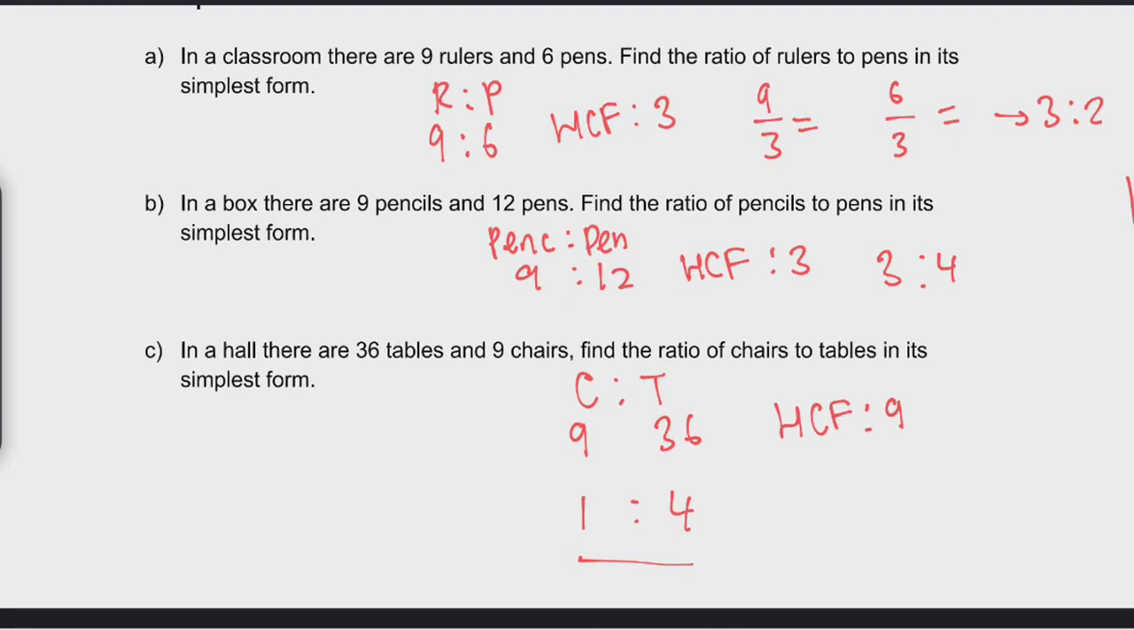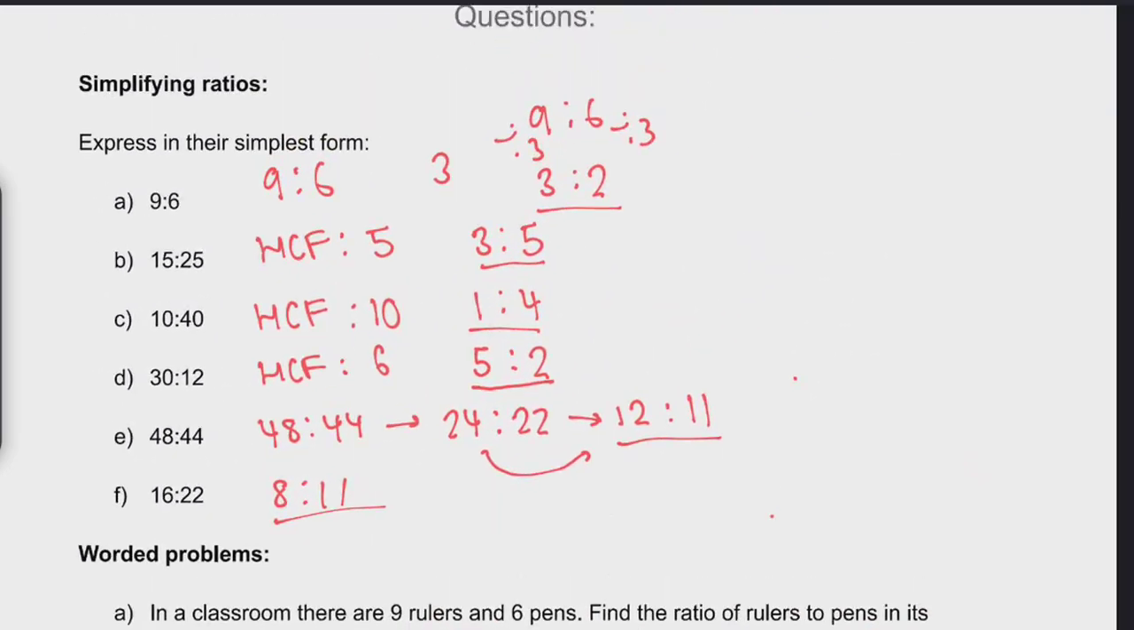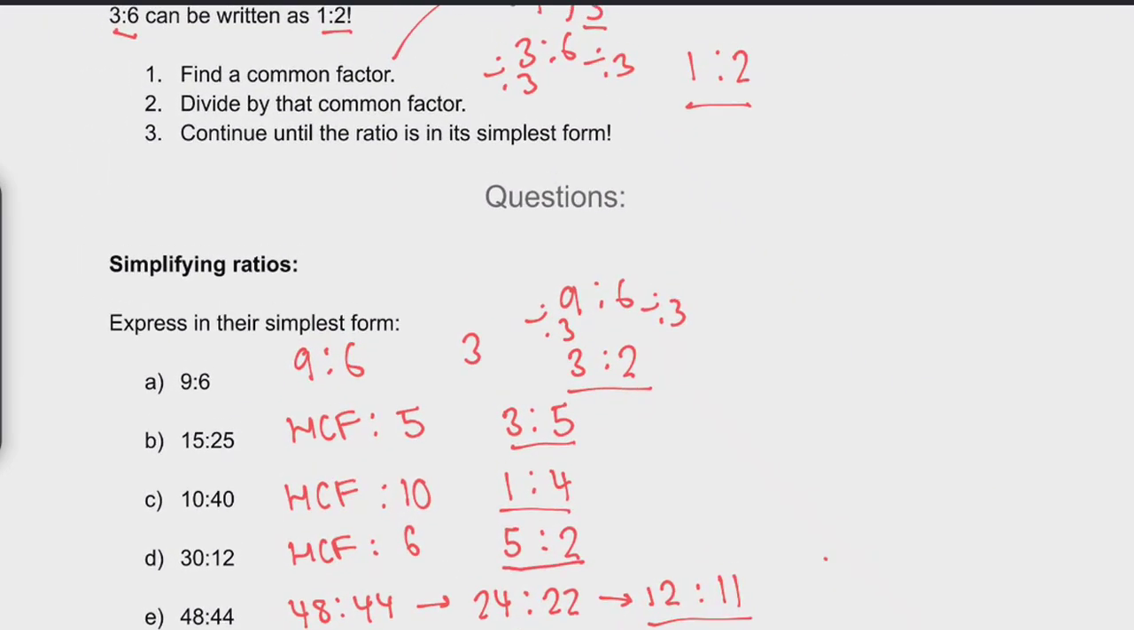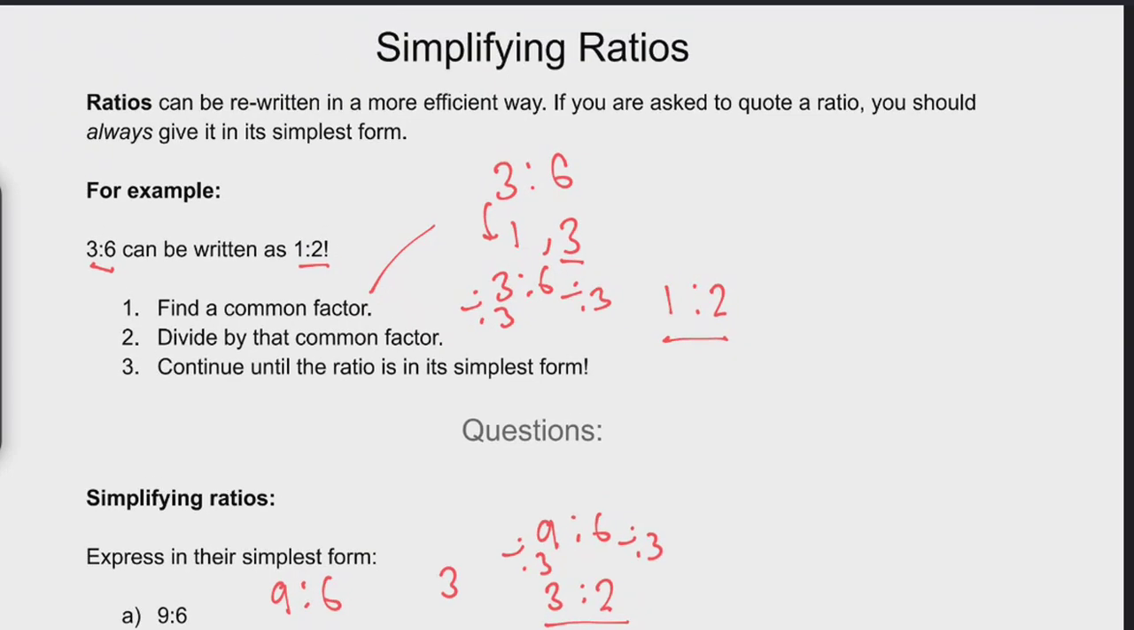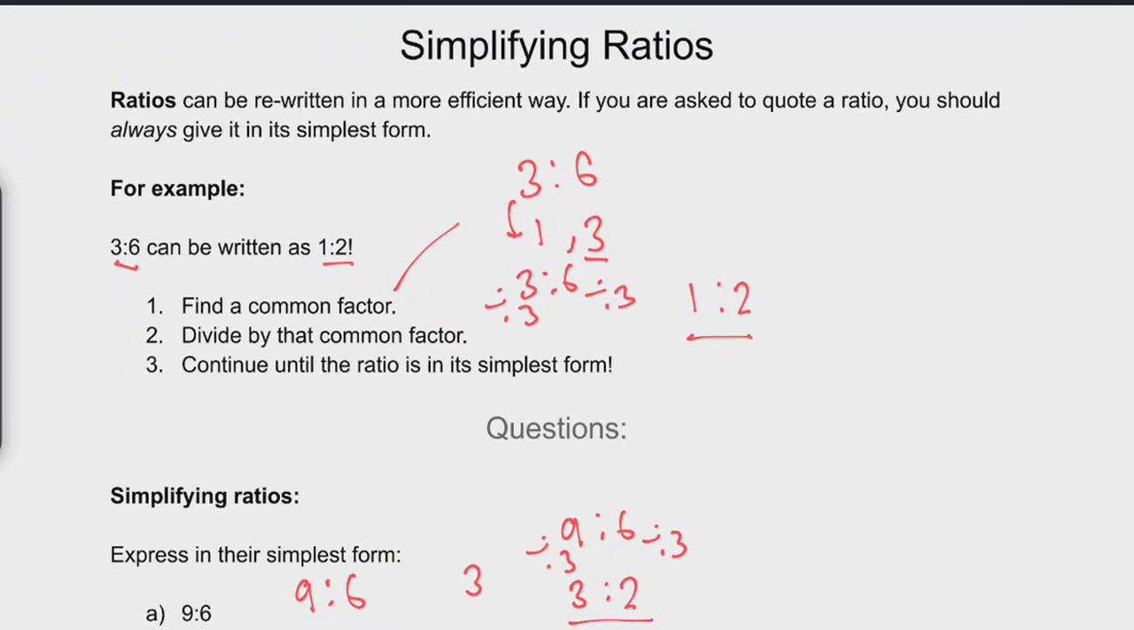Okay, so that is the general approach to simplifying ratios. If there's a ratio that has a factor common to both sides of the ratio, then we can divide by that common factor. And we want to continue to divide by any common factors that might exist until the ratio is in that final form.